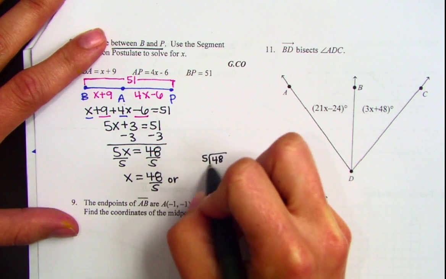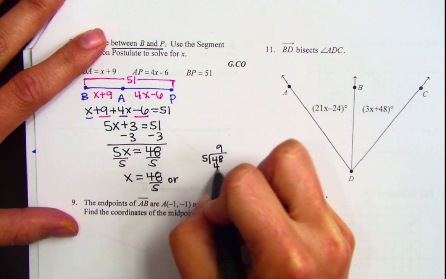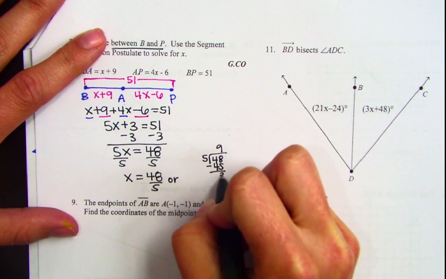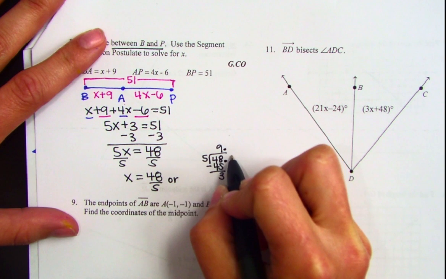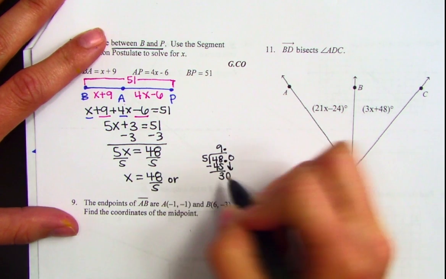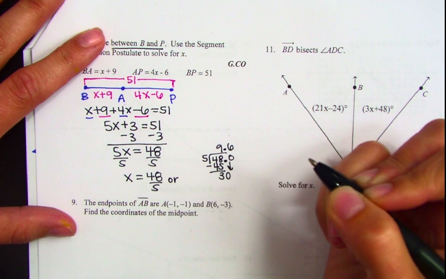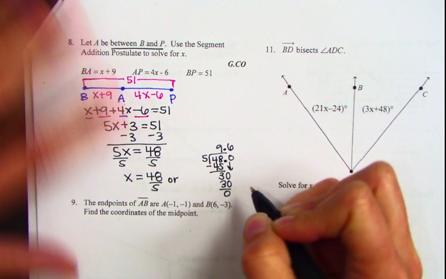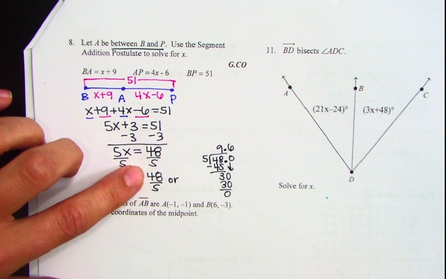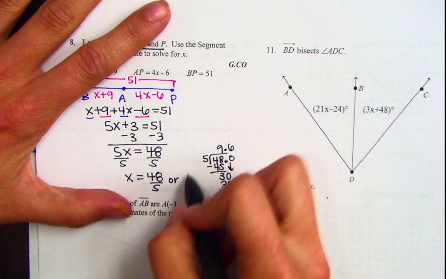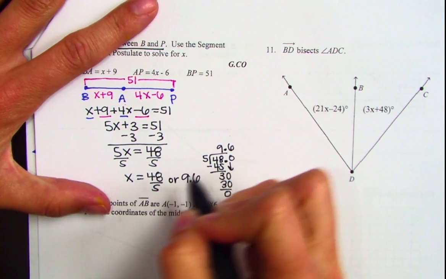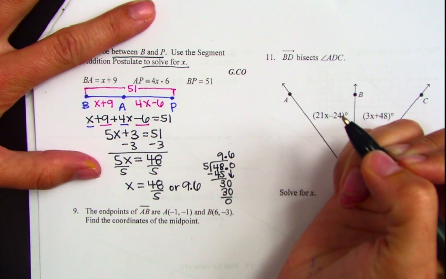48 divided by 5. 5 goes in 9 times. 9 times 5 is 45. I'm left with 3. I can add a decimal and a 0. Bring down the 0. 30 divided by 5 is 6. So I can say 48 divided by 5, or 48 over 5, or 9.6. And that is my answer for x.